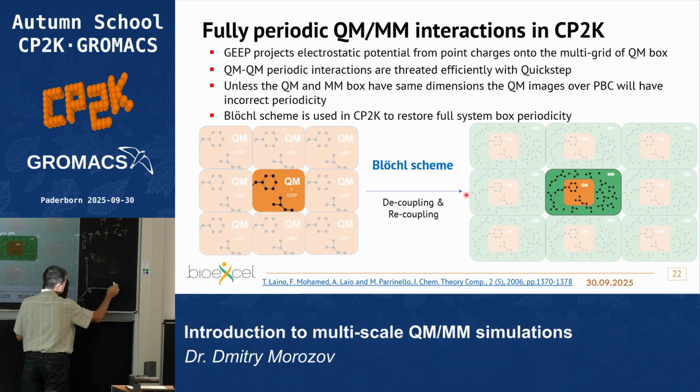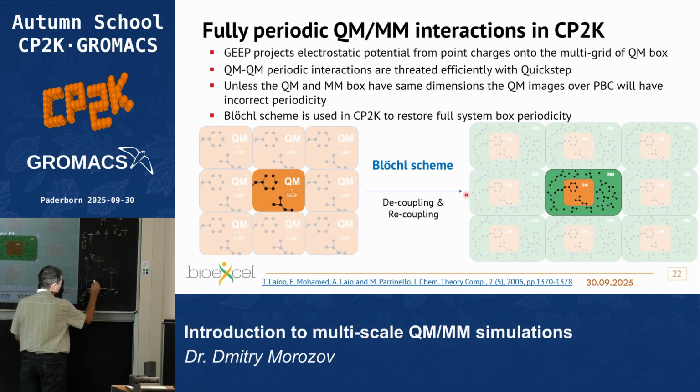I guess this, maybe not, okay. But the box is like this. It goes into the positive direction from the zero point. This is not the center of the box, it's one of the vertices of the box, and it goes into a positive direction. CP2K uses the same scheme.